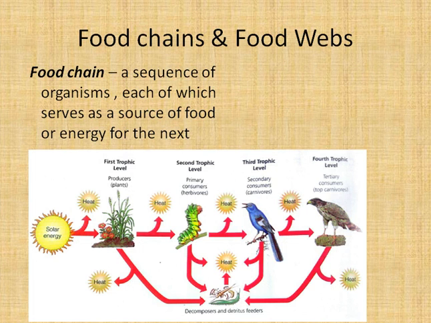Alright, we're back to a little review. Food chains: a sequence of organisms, each of which serves as a source of food or energy for the next. Our example is the sun providing energy for our first trophic level, or plants. The second link in the chain is our primary consumer, caterpillar. It's an herbivore. Our secondary consumer is some sort of bird, sort of like a blue jay, but not quite. And then fourth and our final level is a hawk.